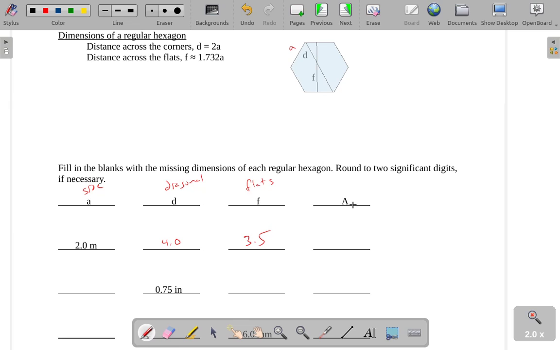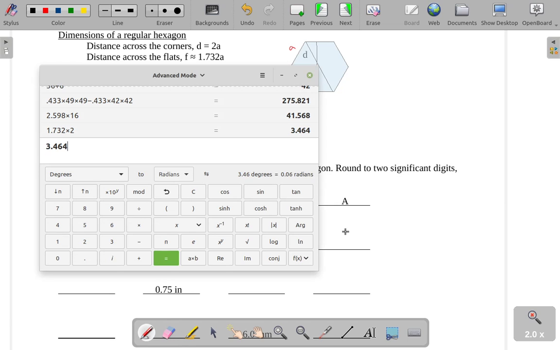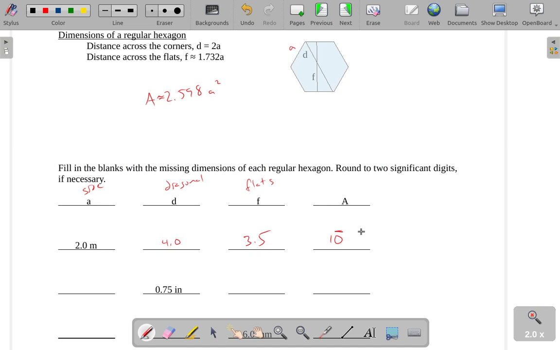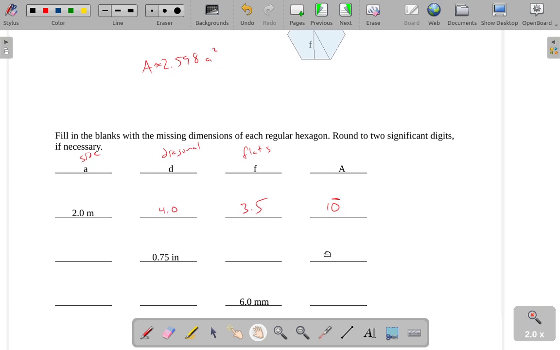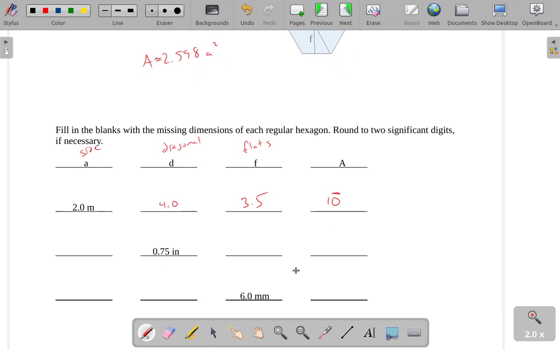And the area of this, I should probably write this right here, is approximately 2.598 times A squared. I'm only doing 2 significant digits here, so the 4 significant digits is plenty. So I'm going to take that 2.598 times A squared, 2 squared is 4. So I end up with 10.392. Rounding that to 2 significant digits, I get 10 with a 0 with a bar over the 0 to indicate that it's actually 2 significant digits there.